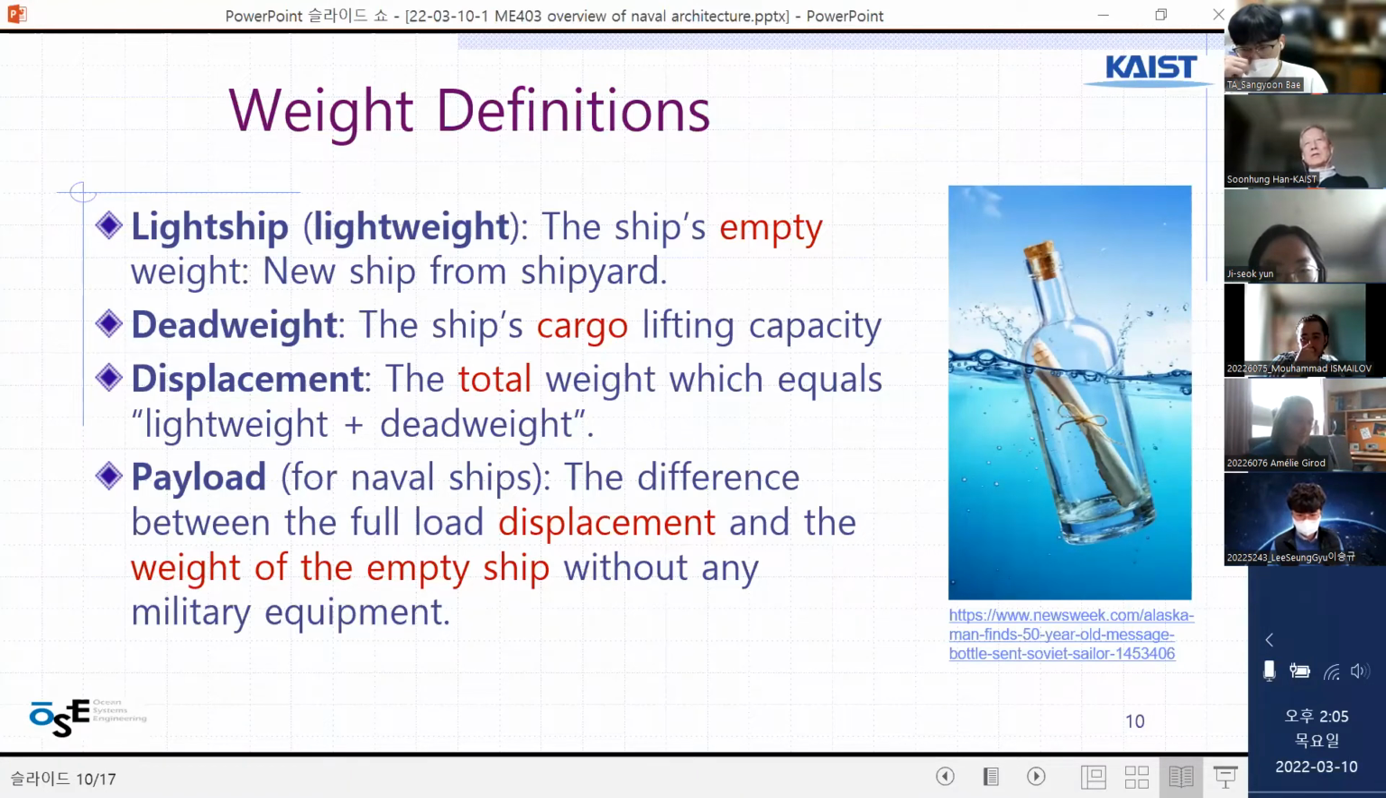Also, you may think about a cargo truck. When the truck is new from the automotive company, just delivered to the owner, the cargo truck is very empty at the time. So at that time, the weight of the truck is what we call the lightweight of the truck. Very similar to ships. And then deadweight means how much cargo you can carry, the maximum weight of cargo you can carry. And payload is very similar to the deadweight, but usually Navy ships use this one as payload. It is like the cargo weight load, which you need to pay money to transport.